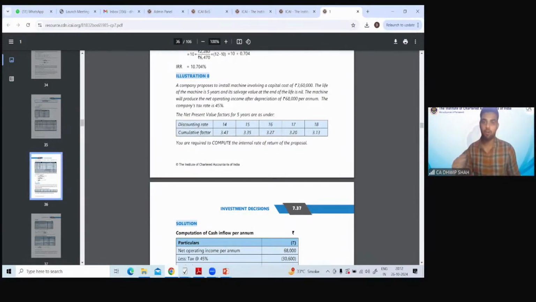See, till now, all the questions we have solved currently gave information directly on cash inflows. But here, they have not given cash inflows. Friends, understand this. They have not given cash inflows. They have given information on income. Which income? On net operating income after depreciation.